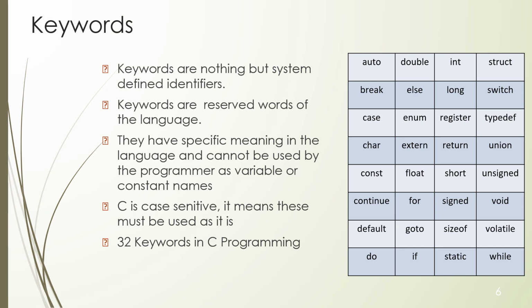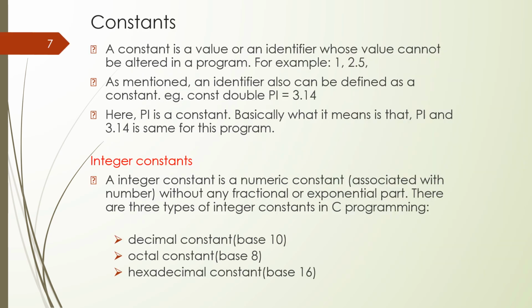Now the next token is the keywords. Keywords are system defined identifiers, reserved words which have specific meaning provided by the system, to help with the variables and constants which the programmer can use. These keywords are case sensitive. There are a total of 32 keywords in C programming, which are mentioned in the table given below.